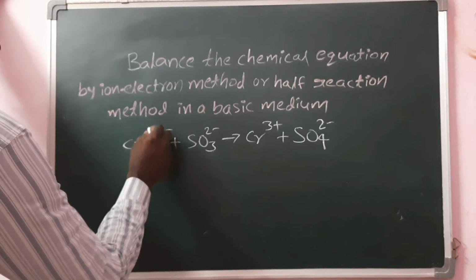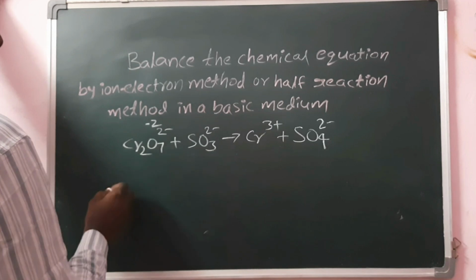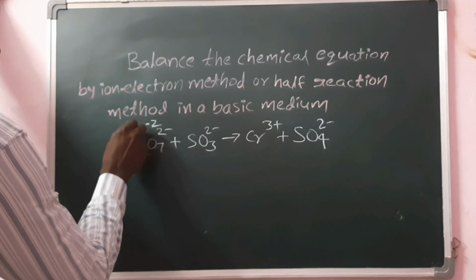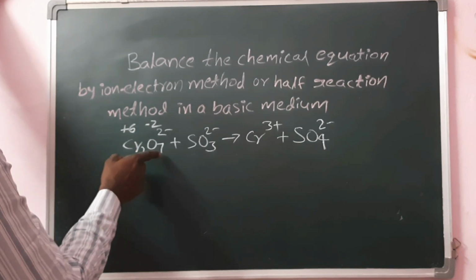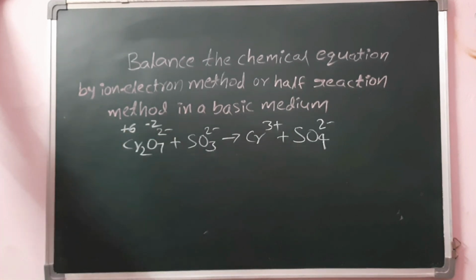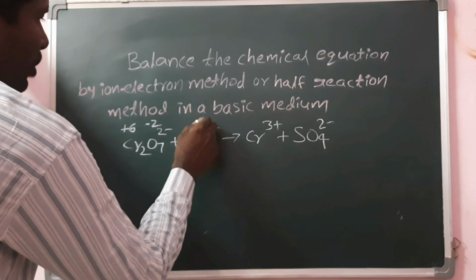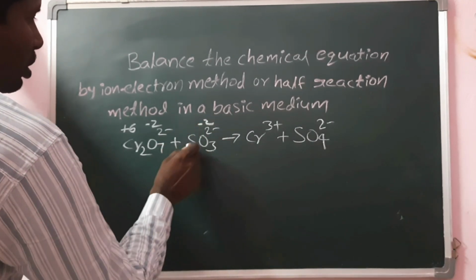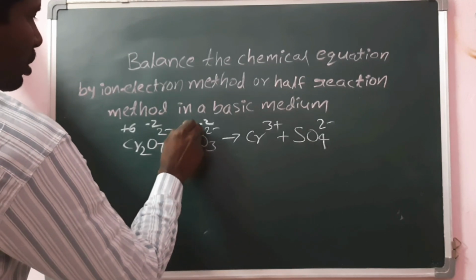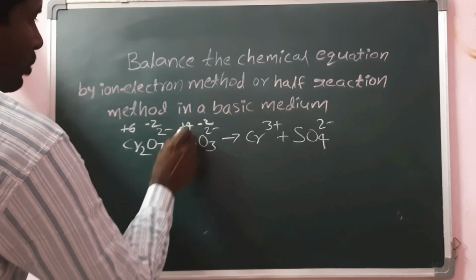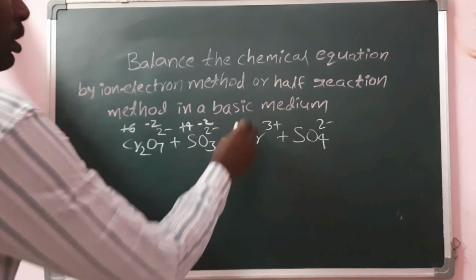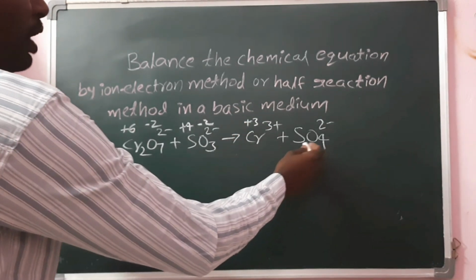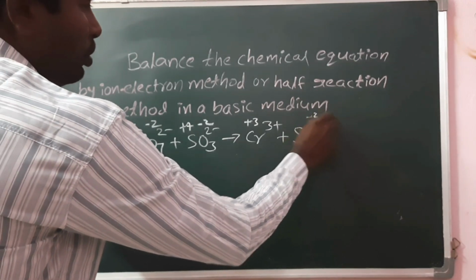The oxidation number of oxygen is -2. We can write the oxidation number of chromium as +6. So +12, -14, -2. Here the oxidation number of oxygen is -2, the oxidation number of sulfur is +4. +4, -6, -2. Here the chromium oxidation number is +3. Here the sulfur, here oxygen oxidation number -2.